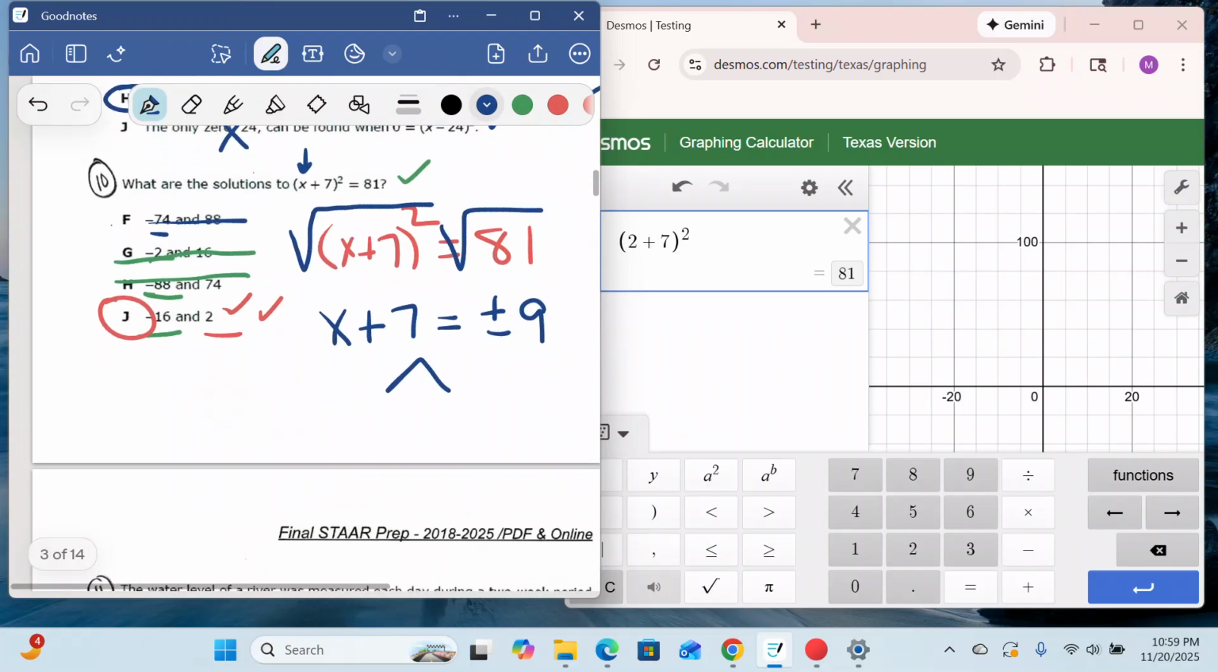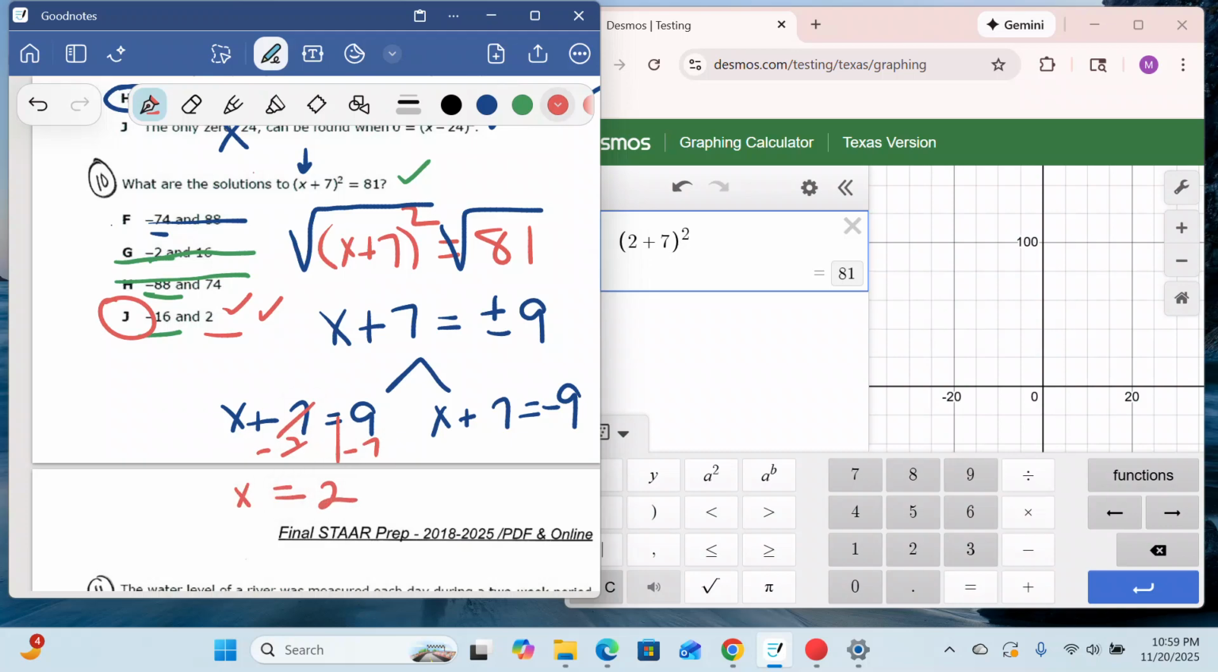So this would be x plus 7 equals 9, and then I have x plus 7 equals negative 9. I would solve both sides. I would subtract 7 here. Subtract 7. That gives me x equals 9 minus 7, which gives me 2. There's one answer. Then I would do the same thing on this side. I would subtract 7 also. X equals negative 9 minus 7, which gives me negative 16. And negative 16 is also your second answer.